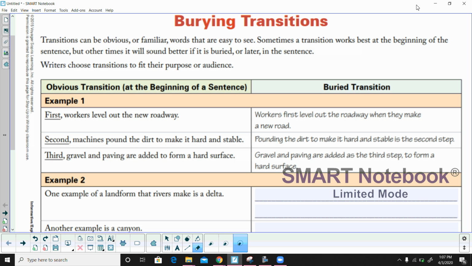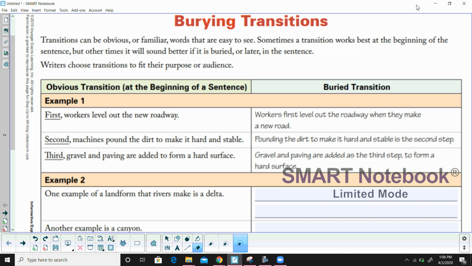Another thing you should know is that we should choose transitions to fit our purpose or audience. So we often choose transitions like first, next, then, last when we're trying to tell our audience how to do something or the steps that need to be done, right? But if we're writing a story, we would more so use transitions like the next day or just a few moments later, which kind of just move time forward or backward in our story.